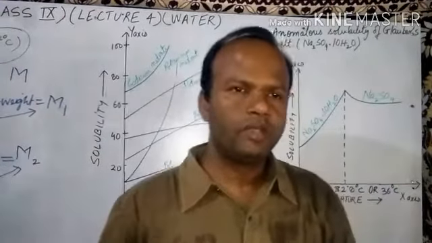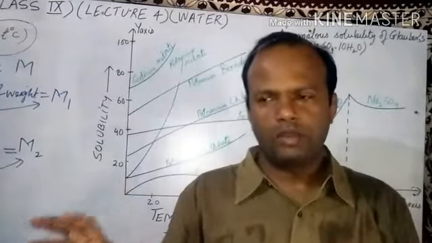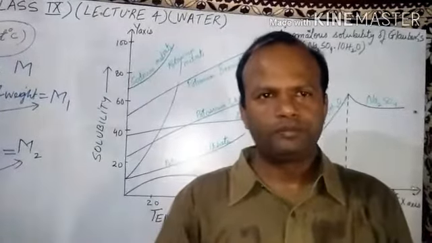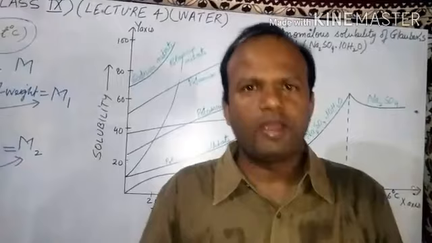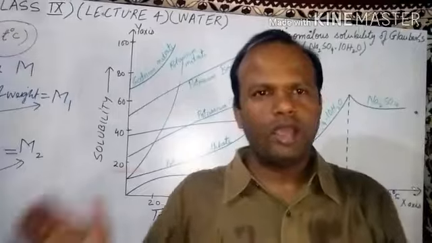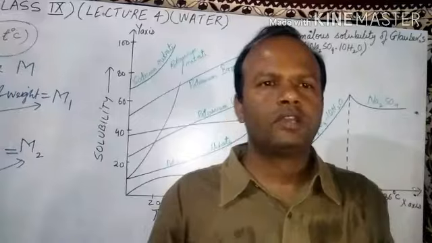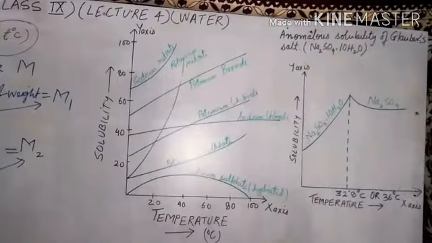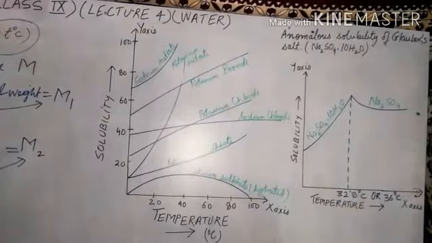So what is the solubility curve? Solubility depends on temperature. For a particular solvent, different solutes are added, and then we check by increasing and decreasing the temperature what effect it has on the solubility. This plotting along the x-axis and y-axis is known as the solubility curve. Dear students, it's given very well in the book also: on the y-axis we have plotted the solubility and on the x-axis we have taken the temperature.